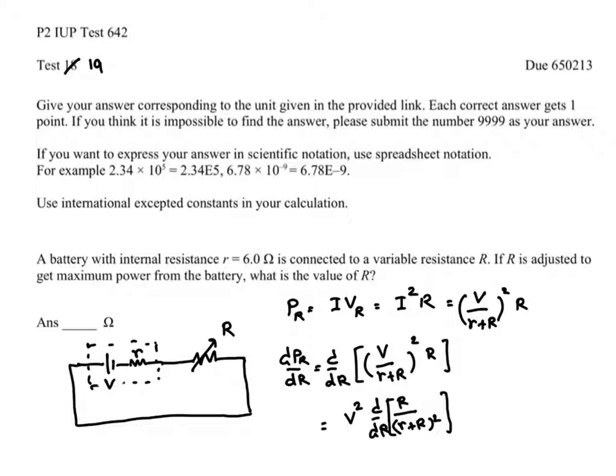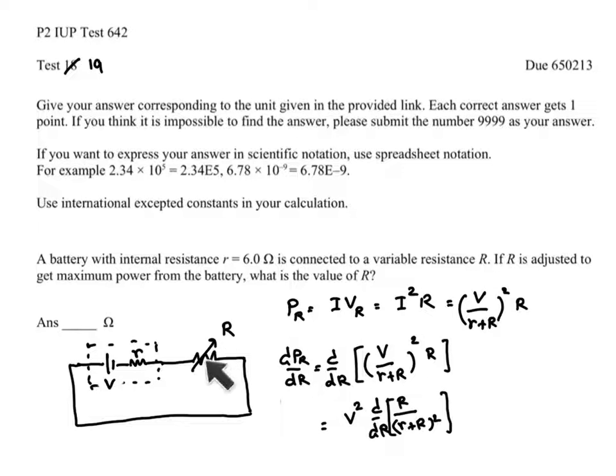The situation is shown in this figure. We have a battery, or a voltage source, with a voltage difference V and the internal resistance r connected to a variable resistor capital R like this. The resistance of the resistor can be changed because it is a variable resistance.